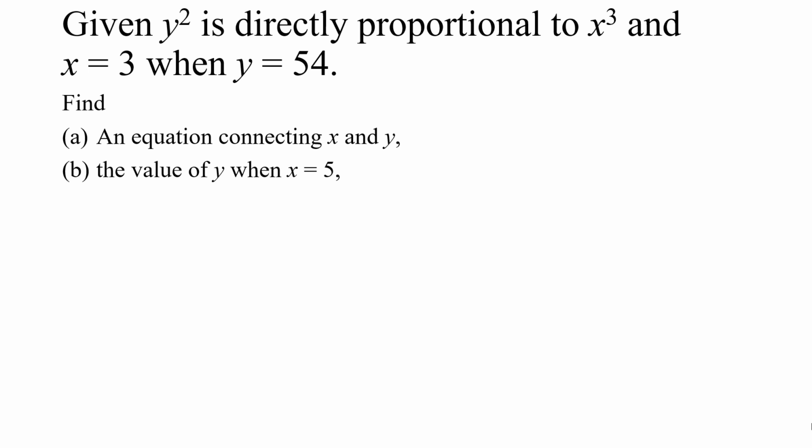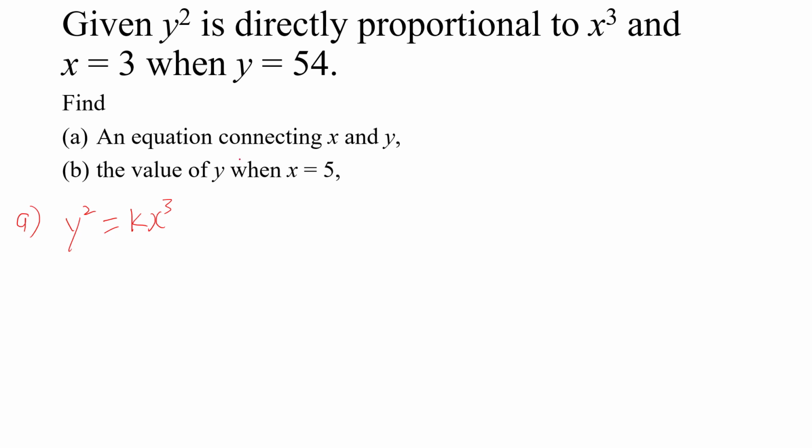Finally, let us look at the last question. Given that y squared is directly proportional to x cubed and x equals 3 when y is equal to 54, find an equation connecting x and y. So you might want to pause this video, which you should, even though I said you might. So pause this video and try this out. If you need a bit of a hint, the general equation is y squared is equal to k times x cubed. Alright, so do the simple substitution and find k, sub in the k.